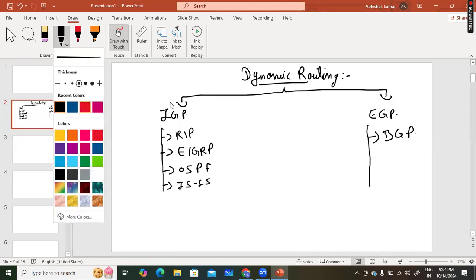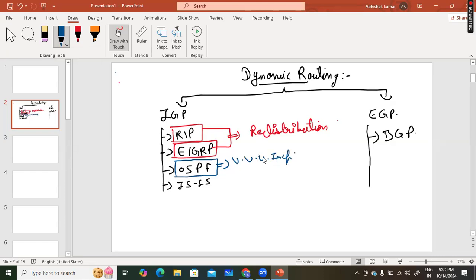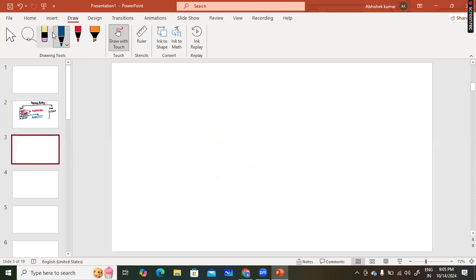So in IGP, we have already completed RIP and EIGRP. These two protocols have been finished, and we have even performed redistribution among them as well. Now today we are going to start with the new protocol, OSPF, which is a very, very important protocol as per CCNA. Make sure of this. So let's start it now. OSPF.